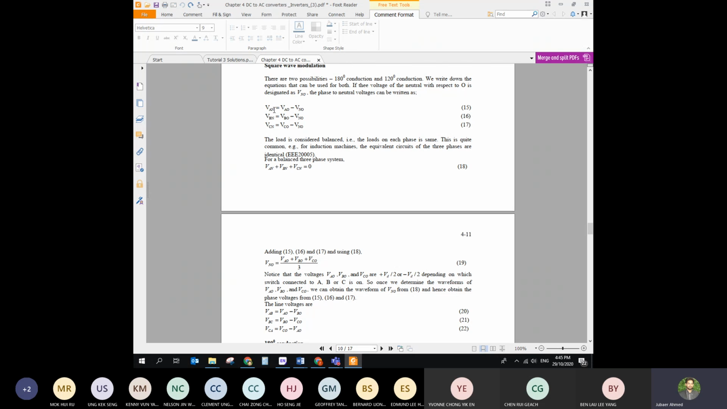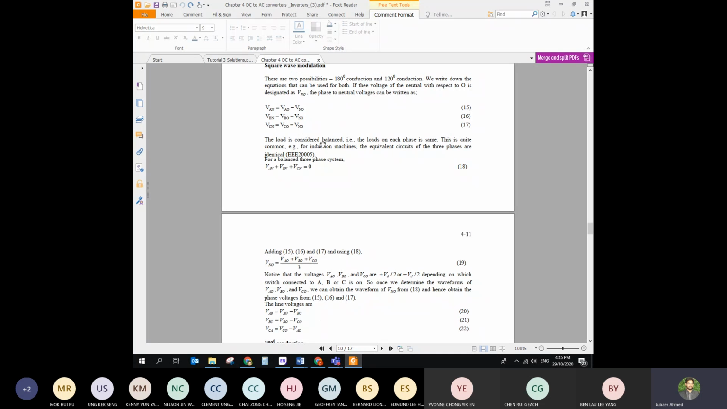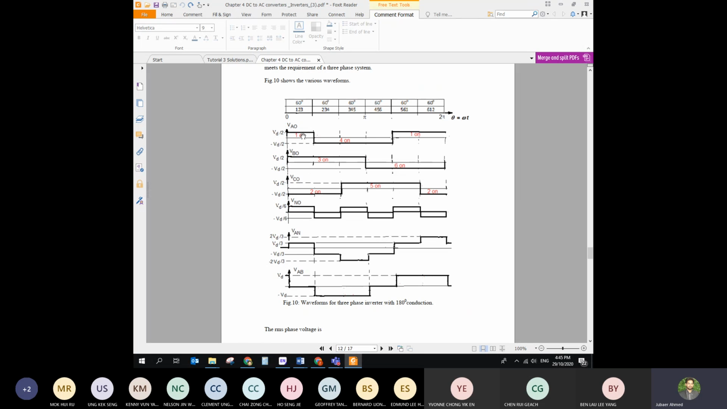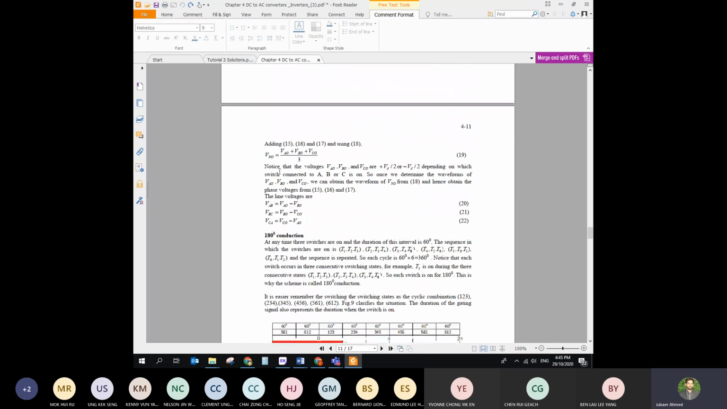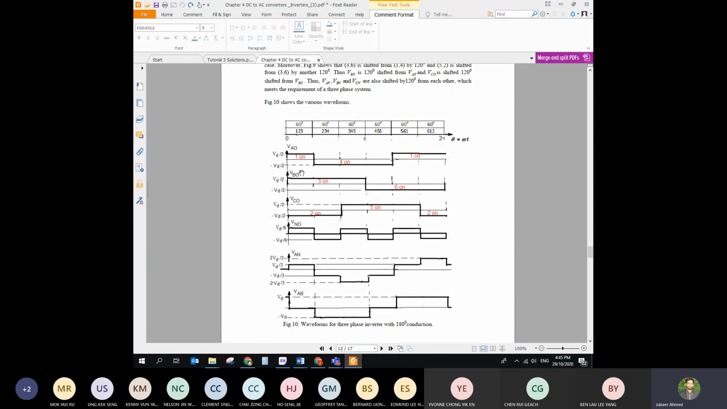So now what about VAN? VAN is going to be VAO minus VNO, which is this particular voltage you have to subtract to find the voltage between phase and neutral. So let's do it. Where is the neutral voltage? Where is my circuit? So you can see VNO is VAO plus VBO plus VCO divided by 3. And since our voltage is VD by 2 for one particular cycle, when you divide it by 3, it's going to be VD by 6. So VNO is going to be VD by 6 here.